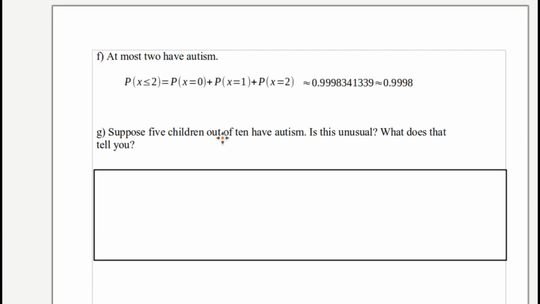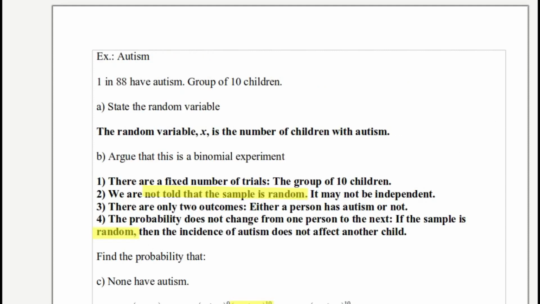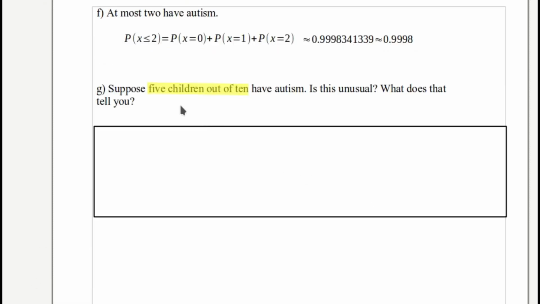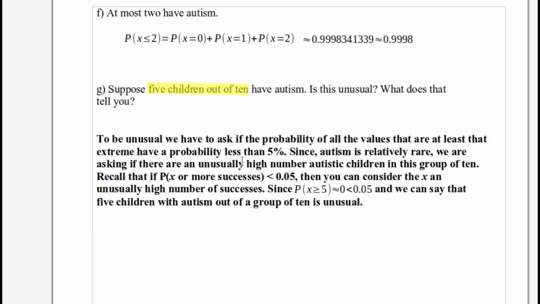Suppose 5 children out of 10 had autism. Is that unusual? Of course, 5 out of 10 is 50%. Let's go back to the previous page and look at what we learned there. At least 5, so that is 5, 6, 7, 8, 9, 10. At least that extreme gave us a probability of 0%. So when we're answering this next question about whether 50% of children had autism, I think we can see that the answer will be that that is unusual.